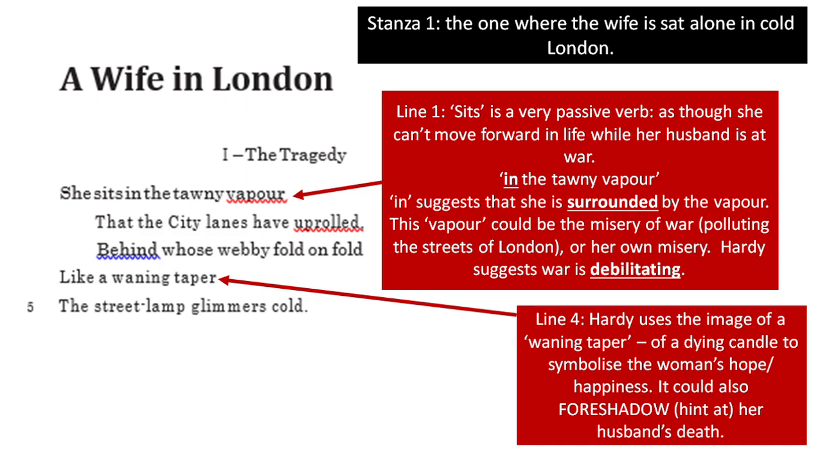So in line 4, he's using this image of the dying candle, and it can symbolise the woman's hope and happiness that is dying out because of the war. But it can also foreshadow, and remember we mean hint at, her husband's death. Her husband's death is a waning taper, as are all the men who went away to fight in war. Their lives are waning tapers, aren't they? So again, a very bleak image to start off his poem with, really emphasising the widespread effects of war, not just on the people but also the environment, and I think that does happen.